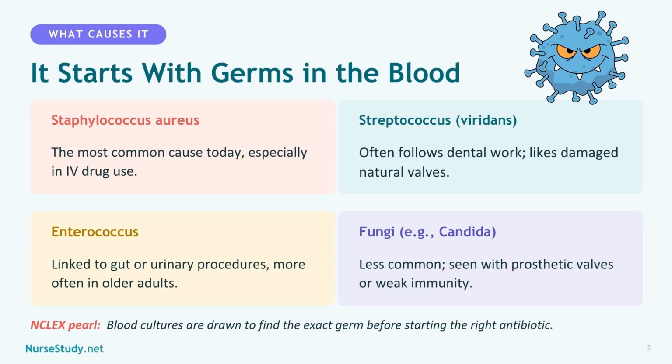Here's the NCLEX Pearl to lock in. We always draw blood cultures to find the exact germ before starting antibiotics. That way we can pick the right drug to actually kill it.